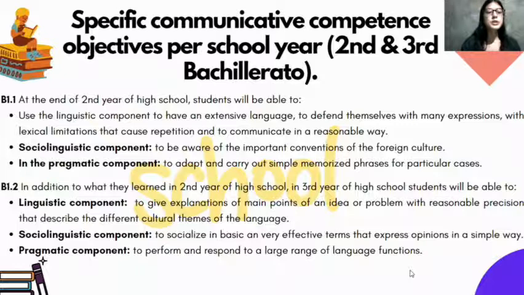B1.2. In addition to what they learn in second year of high school, in third year of high school, students will be able to, in the linguistic component, give explanations of main points of an idea or problem with reasonable precision that describe the different cultural themes of the language. In the sociolinguistic component, to socialize in basic and very effective terms that express opinions in a simple way. And in the pragmatic component, to perform and respond to a large range of language functions.